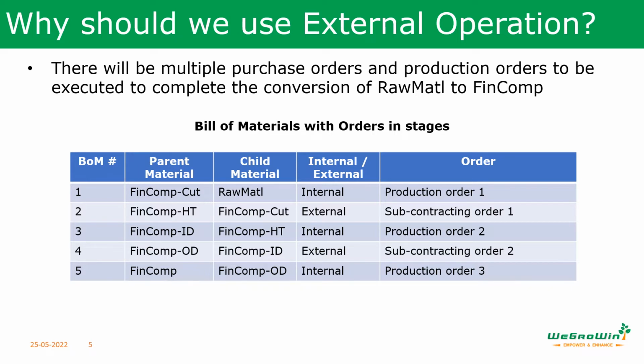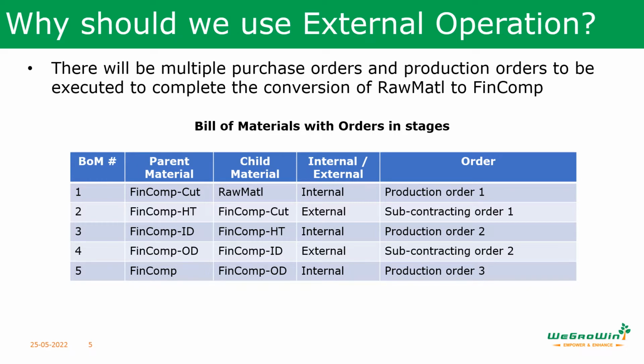Now see the example for each operation. For the first operation, which is internal, there will be production order 1. Then to send it outside, there will be subcontracting purchase order 1. Then for internal production, there is a second production order. Then the component has to be sent outside for the external operation, subcontract order 2. Then there is another production order. So there are 3 production orders and 2 subcontracting purchase orders to handle.